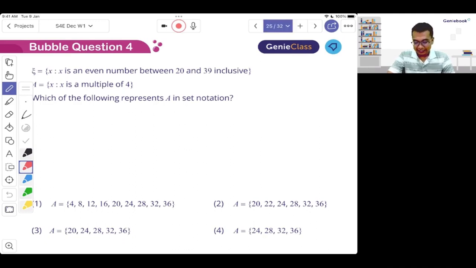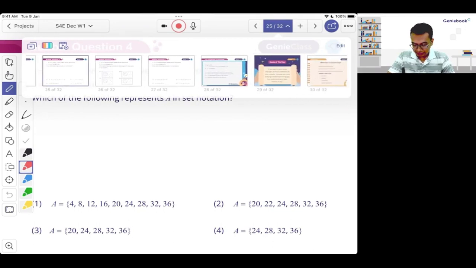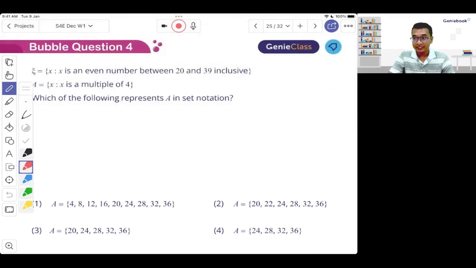Okay, and that's actually going to be the end of our lesson. So let's get through the last 3 questions. Okay, starting off with bubble question 4.